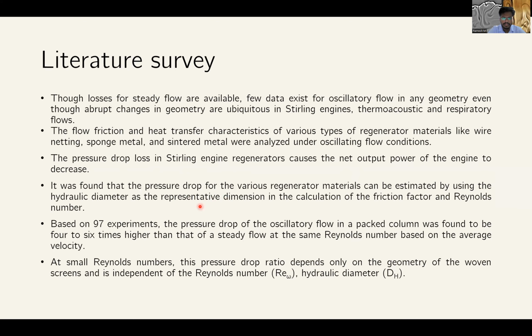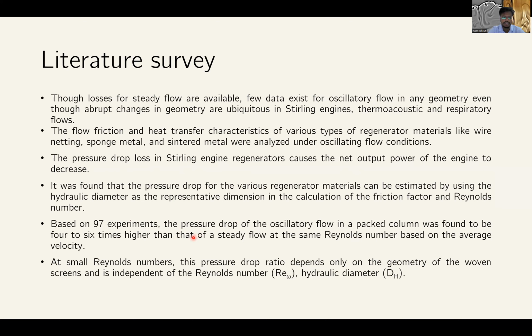They analyzed the pressure drop for various regenerator materials: wire netting, sponge metal, and sintered metal. They found that these pressure drop values can be estimated by using the hydraulic diameter as the representative dimension. You might have seen that in the Reynolds number there is a characteristic length, and that characteristic length should be taken from the hydraulic diameter based on the engine.